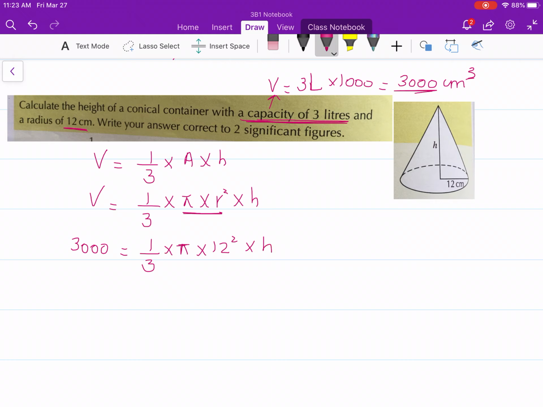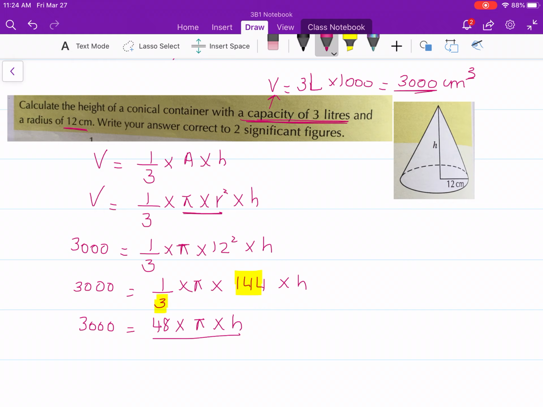You can start multiplying both sides by 3, then divide by pi and 12 squared. What I'm going to go ahead and do first is, I know 12 squared is 144. So I'm going to do 1 over 3 multiplied with pi multiplied with 144 multiplied by h. Now, considering 144 divided by 3, which is an easy sum to do, I will be able to get 48, which means 144 divided by 3 is 48 multiplied with pi multiplied by h. That makes my calculation a little bit less complicated to go ahead with.